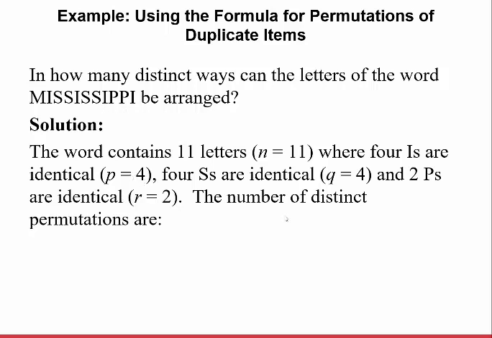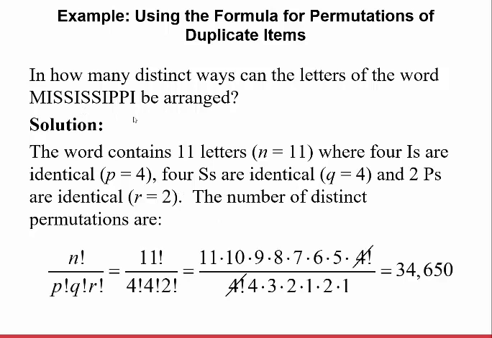There are 4 I's, 4 S's, and 2 P's. So the number of different ways you could arrange this: you just take n factorial, which is 11 factorial, and divide that by 4 factorial for the I's, 4 factorial for the S's, and 2 factorial for the P's.